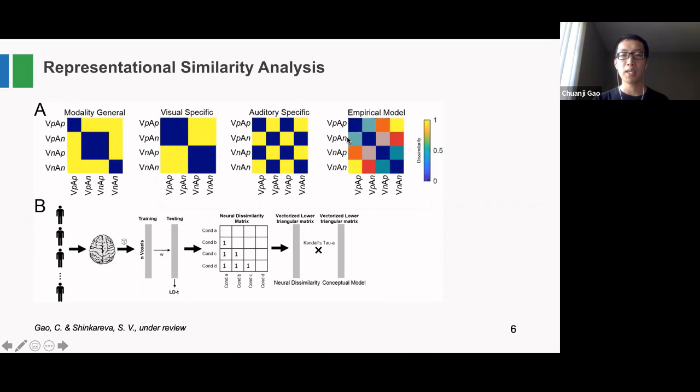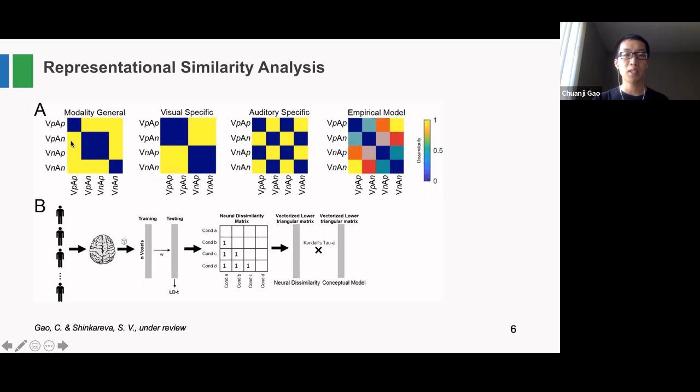For each of the stimuli, we can derive an empirical valence model. So basically the idea is that we use representational similarity analysis. We want to capture where in the brain fits the modality general model better, and where the brain fits the visual-specific model or auditory-specific model. Here is a conceptual model, because it's derived based on a conceptual understanding.